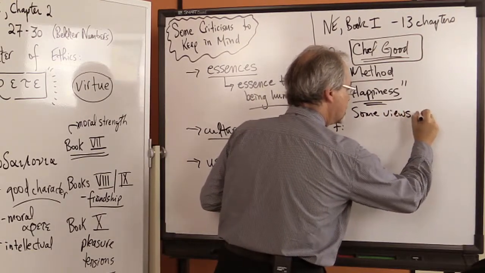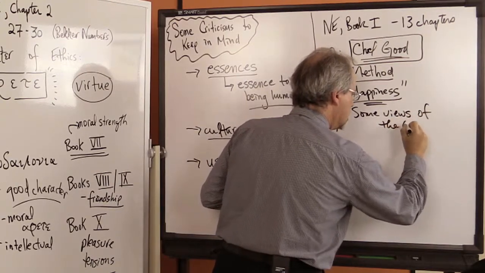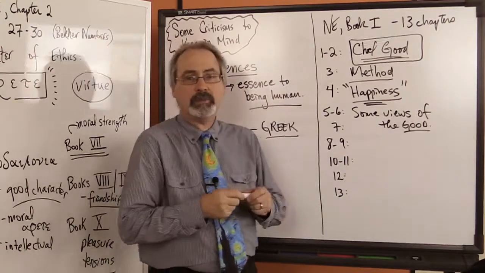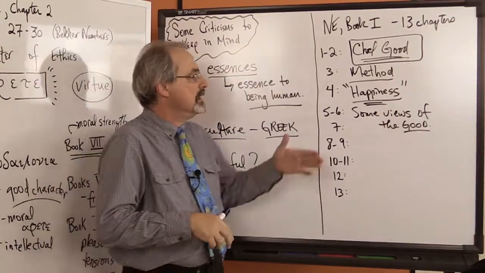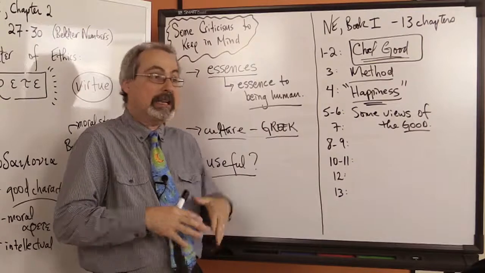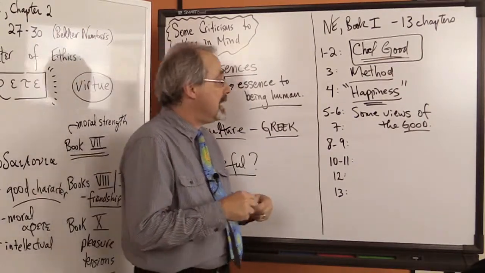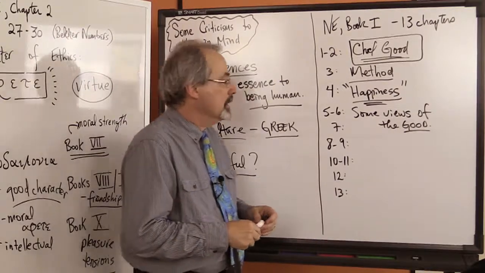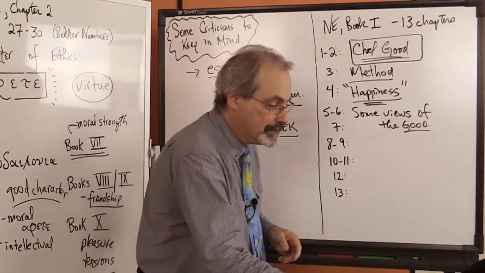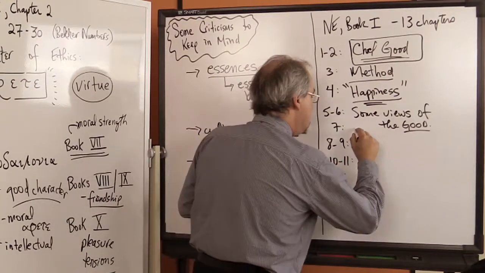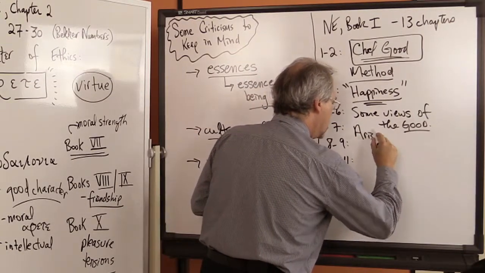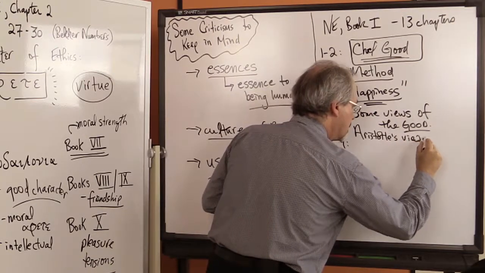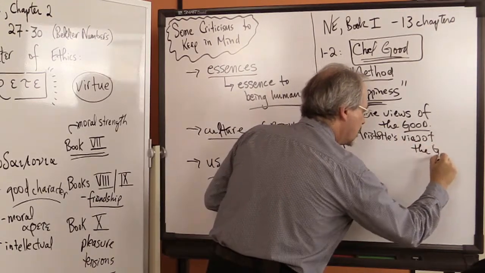Chapters 5 and 6, we look at some views. Aristotle loves doing this. He's one of the first philosophers in history to do this, which is to canvass previous views and general views. So he is doing, in many ways, kind of a sociology and history. So he looks at different views of the good. Then in chapter 7, we get Aristotle's own view of the good.